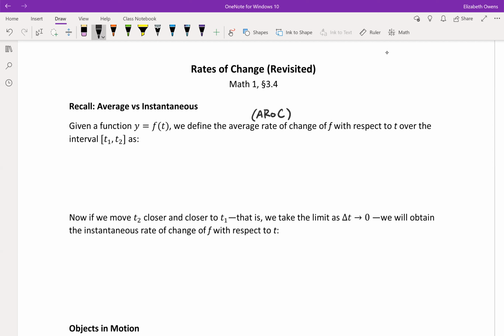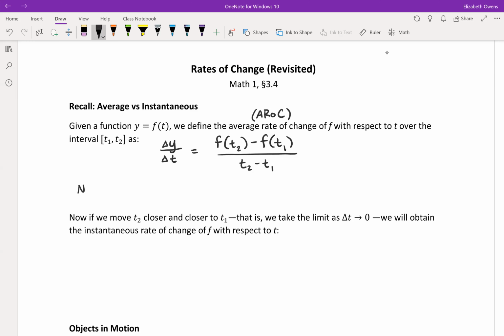So our average rate of change is going to be a calculation of the change in y over the change in t, which we could write as f of t2 minus f of t1 over t2 minus t1. Okay, hopefully that is a familiar formula. We've seen it before with the x's instead of t's, but it's the same idea. That's our average rate of change formula right there.